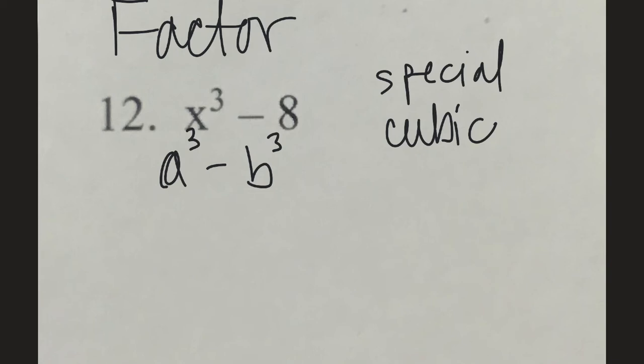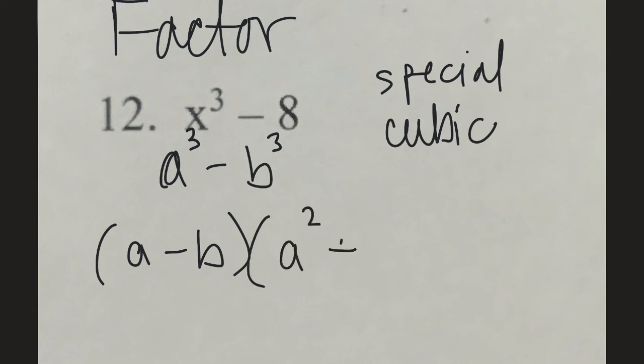So 8 is in fact a perfect cube, right? It's 2 raised to the 3rd power, 2 times 2 times 2. So this is a perfect cube, and it factors to this type of form: a minus b, as a linear type factor, multiplied by a squared plus ab plus b squared.